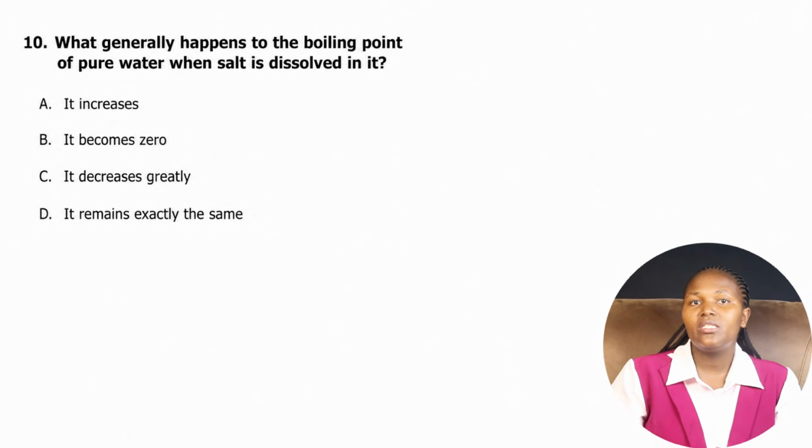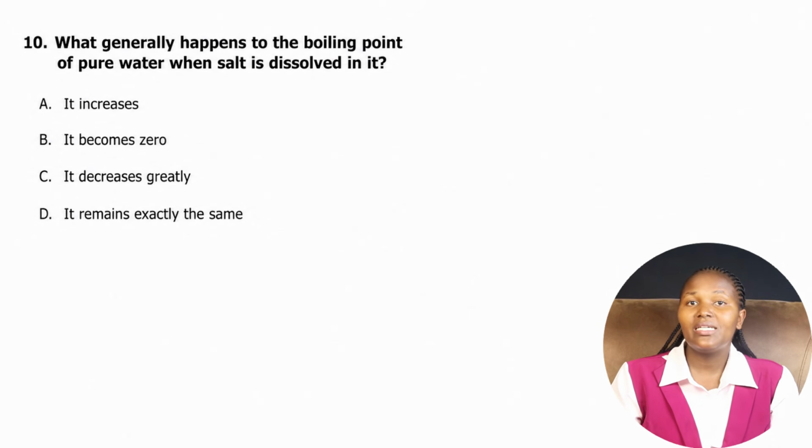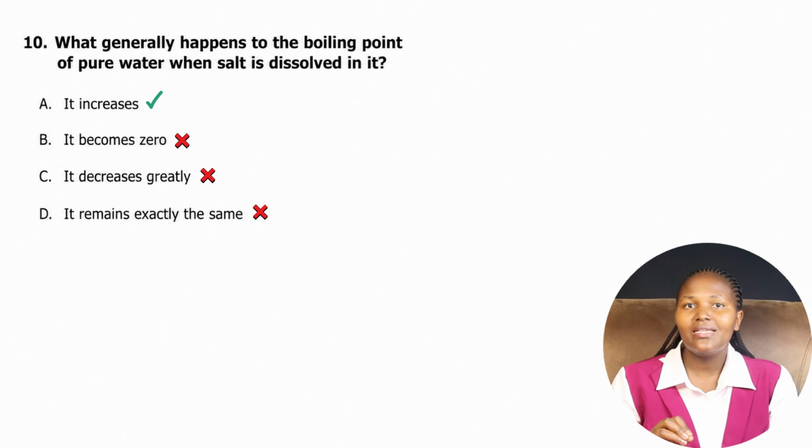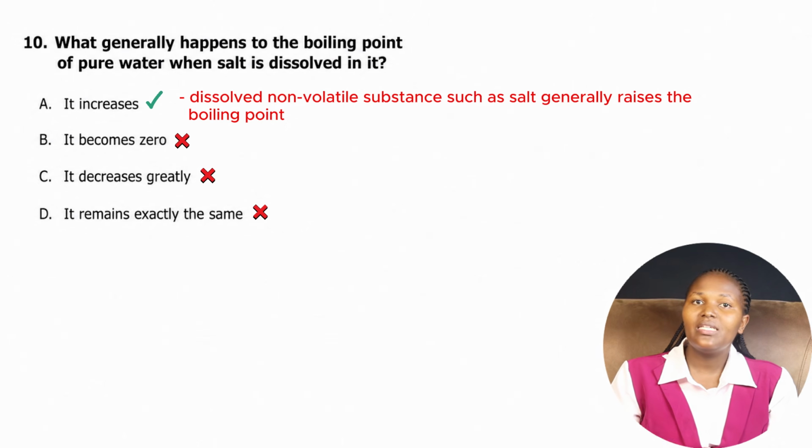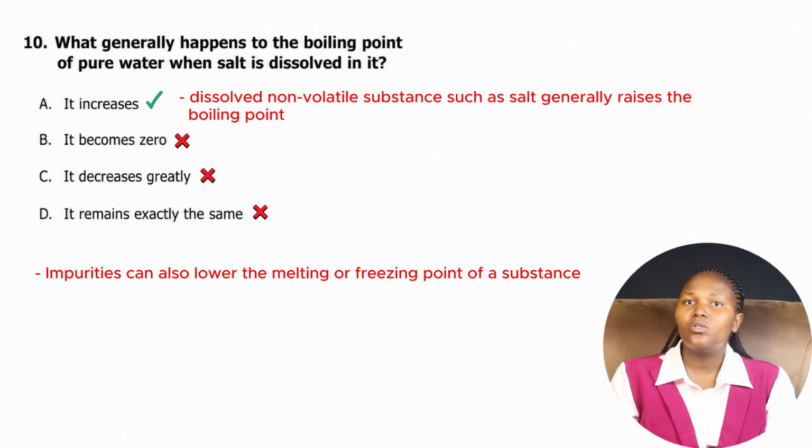The correct option is A, that the boiling point increases. Why? Because when you dissolve salt in pure water, this makes the water impure, and a dissolved non-volatile substance such as salt generally raises the boiling point. Impurities also lower the melting point or the freezing point of a substance, and this is why pure and impure substances may not boil or melt at exactly the same temperature.